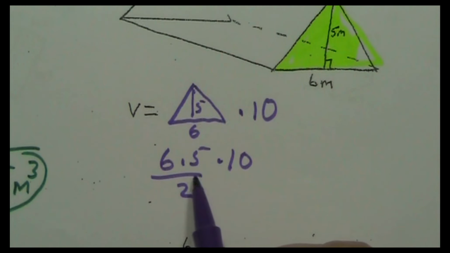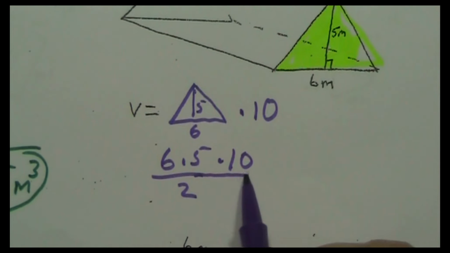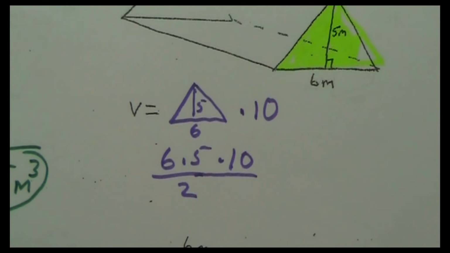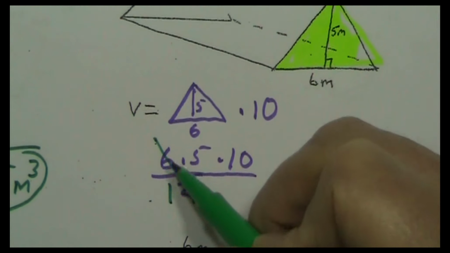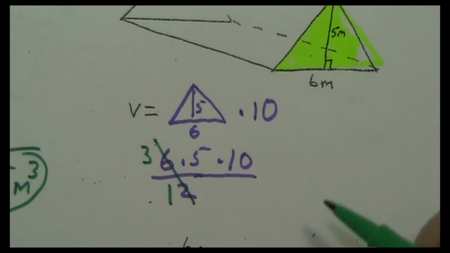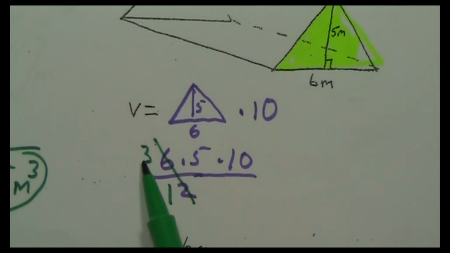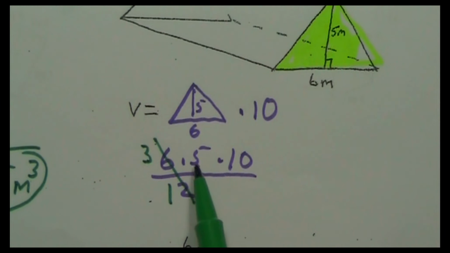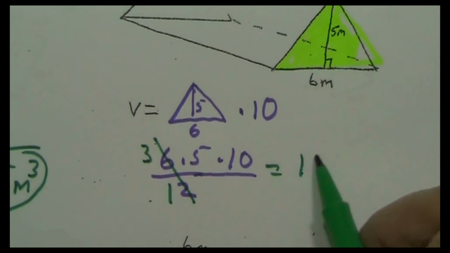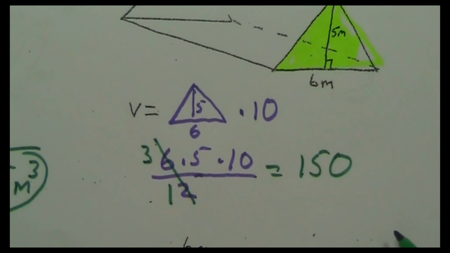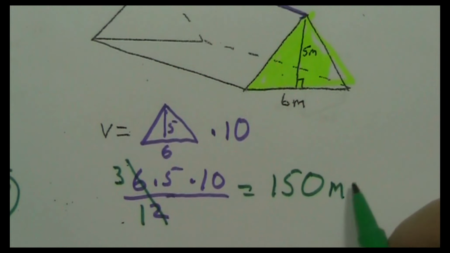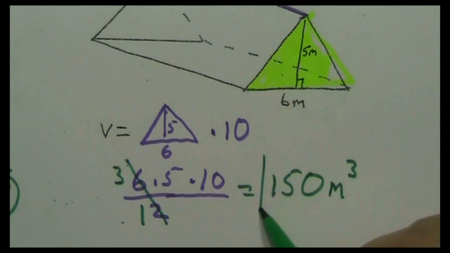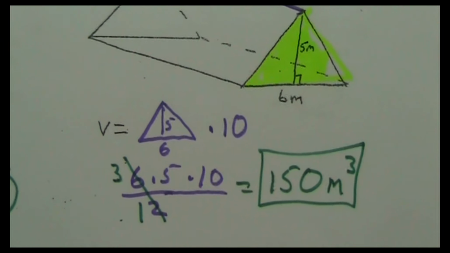So you can use a calculator to do this. You could just say 6 times 5 times 10 divided by 2. But if I don't have a calculator, 2 goes in there once, 2 goes in there 3. So now I have 15. 3 times 5 is 15. 15 times 10 is 150. And the units, we don't want squares, we want cubes. How many cubes are inside?